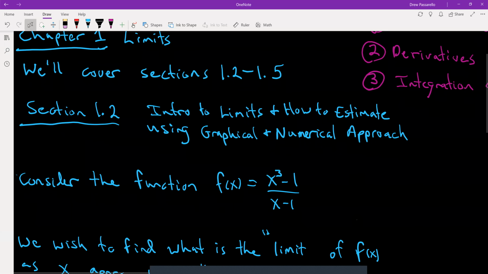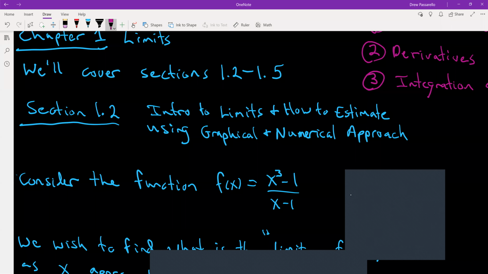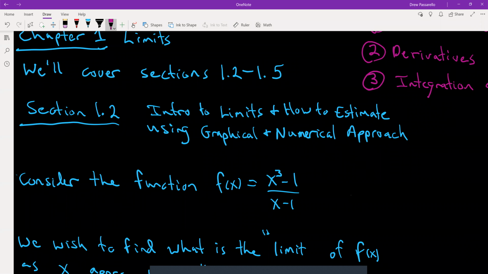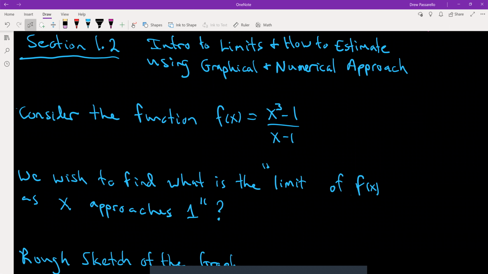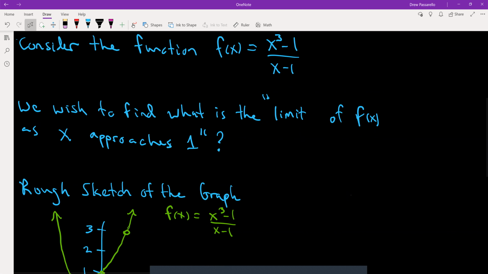All right, so section 1.2 gives the introduction into what limits are and how to estimate limits using a graphical and numerical approach. And I think it's best just to demonstrate an example. In this example, let's say I consider the function f of x equal to x cubed minus 1 over x minus 1. And the goal is we wish to find the limit of f of x as x approaches 1, whatever that means.